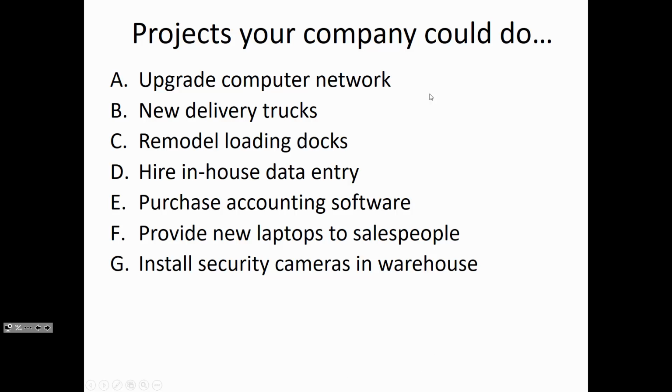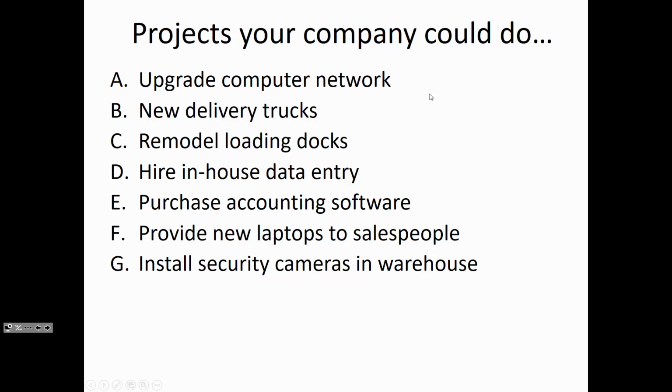So let's say that you have a company or that you work for one, and you've got lots of ideas of how you could use some extra money. You need more money than you've got because you'd like to invest in some of these things, maybe all of them. If you could get enough money, you could upgrade your computer network, hire some new people, provide laptops to everyone. So there's this list of projects that you could do.